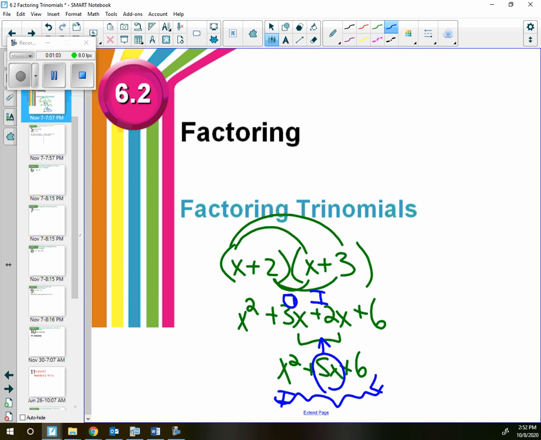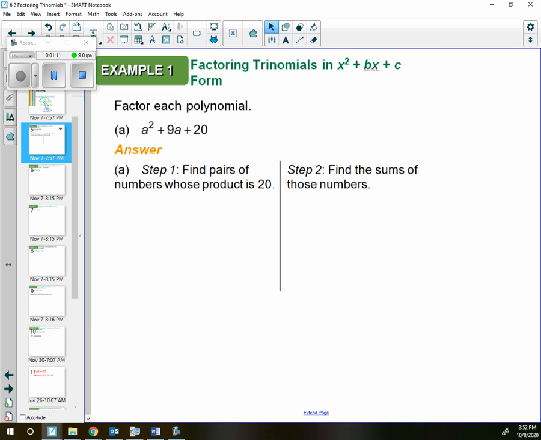So we're working backwards. We're using FOIL, and we're going to work back to try to figure out where that came from. So that's kind of our process for today. So we're going to work through all sorts of different ways that we can do that factoring. So let's take a look at one so we can dig into this.